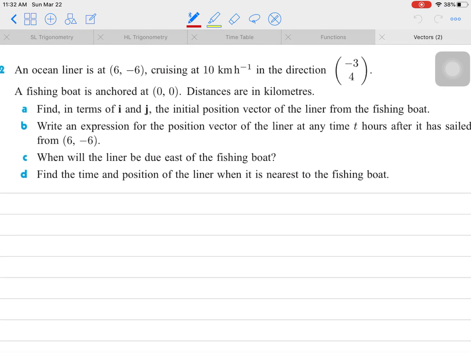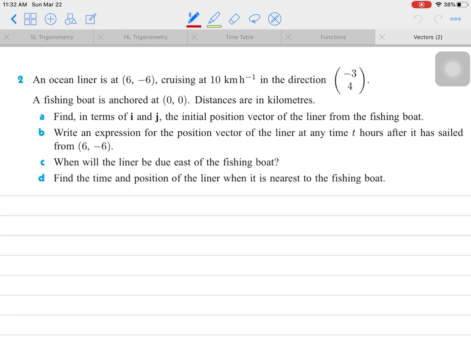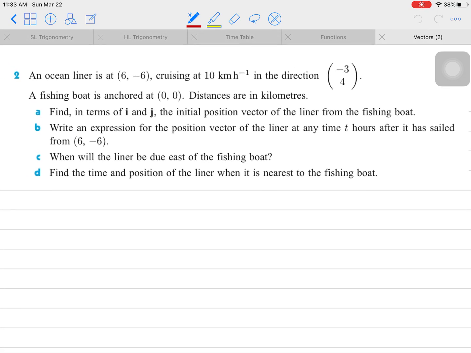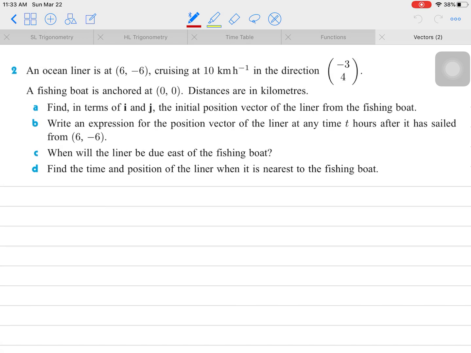Okay, so we have an application question on it. The same concepts, an application question. It will be easier if you always give a diagrammatic representation to whatever they say in the question. So I'm going to draw the x-axis and y-axis first. Then they are talking about an ocean liner which is at 6, minus 6. So I take 6, minus 6, somewhere here.